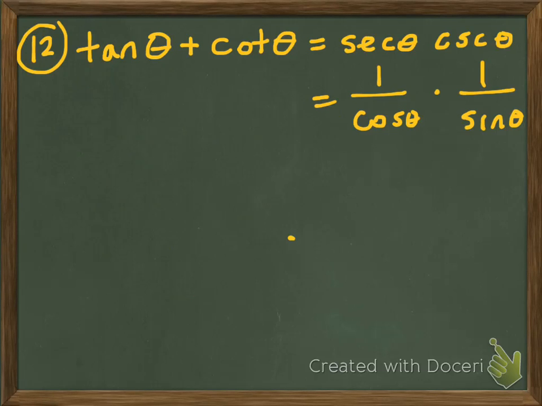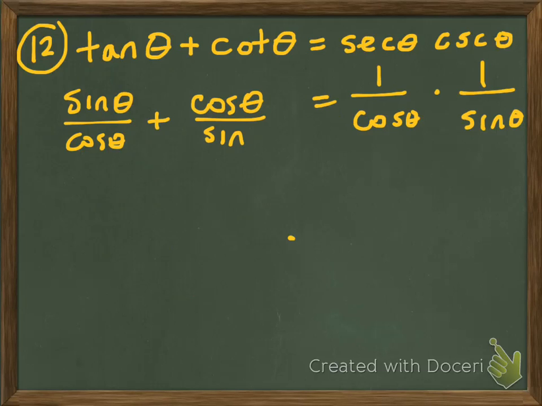Okay. What is tangent? Sine over cosine. Sine theta over cosine theta plus, and cotangent is? Cosine theta over sine theta.